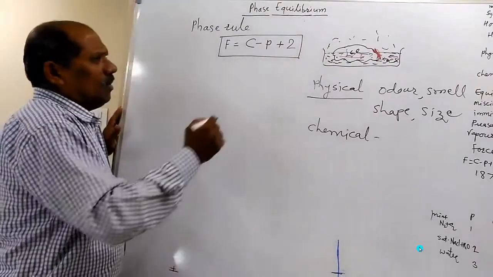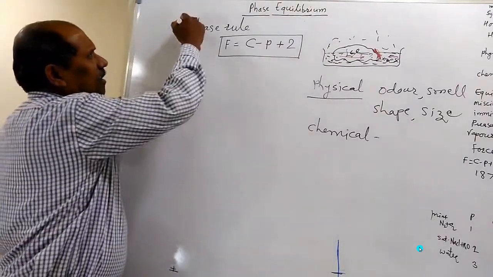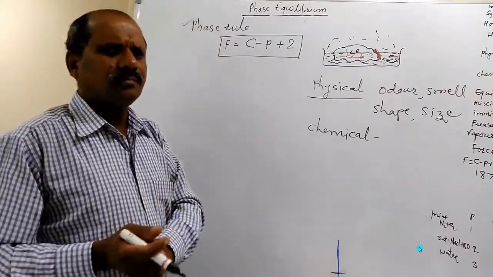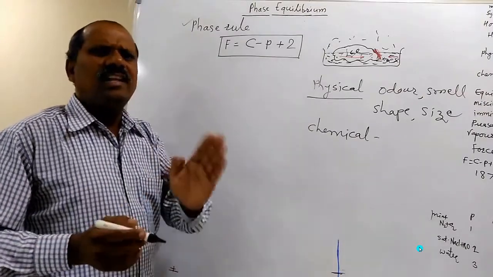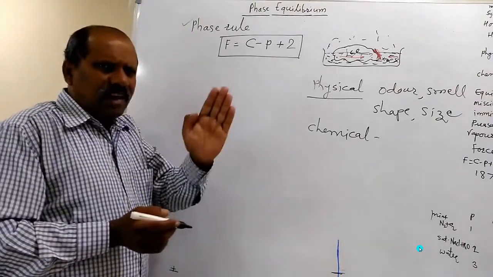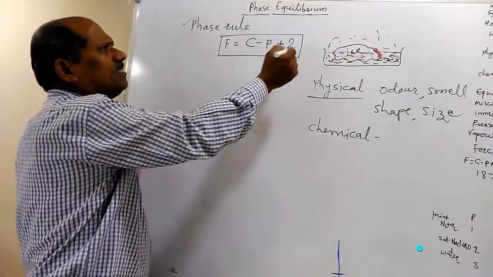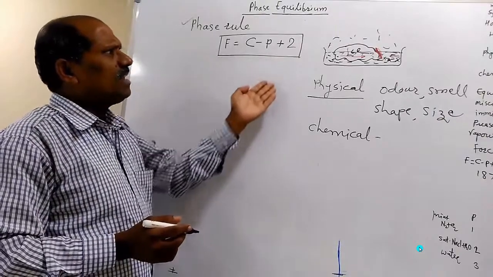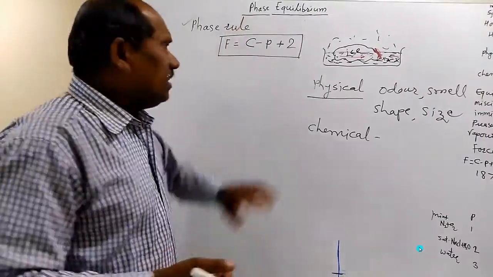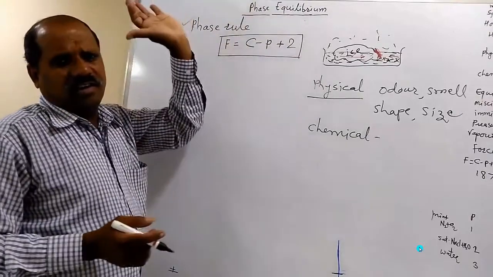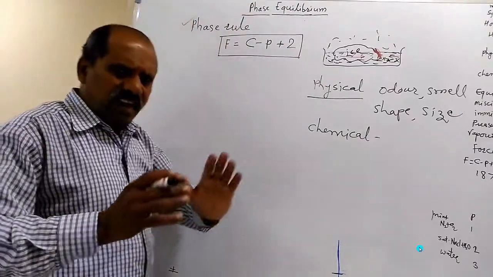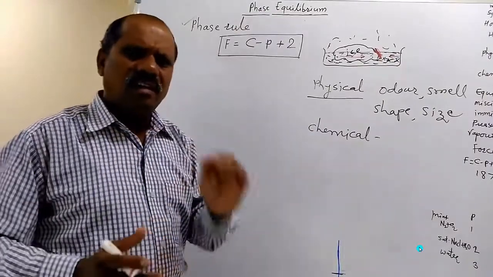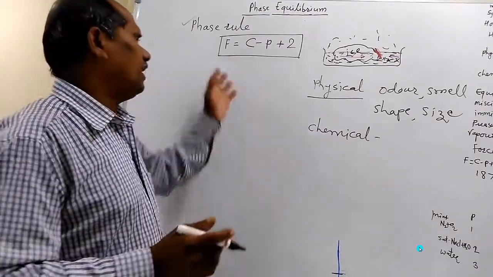So, beyond that, we have to see the phase rule. The phase rule was given by the American physicist Willard Gibbs in 1874. And the mathematical statement of the phase rule is F = C - P + 2, where F is the degree of freedom, C is the number of components, P is the number of phases, and 2 is a constant. These are the different terms which are involved in it. So, it is very necessary for us, for better understanding, to see one by one the terms which are involved in the phase rule.